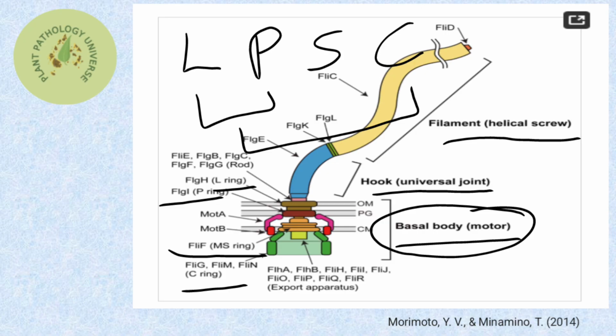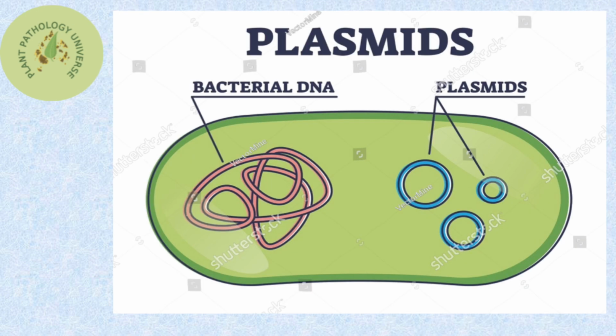This is also a very important question that is often asked: these are the different rings, and in which bacteria are they present? If four rings are there, obviously they are present in a gram negative bacterial cell, and if only two rings are there, they are present in a gram positive bacterial cell.